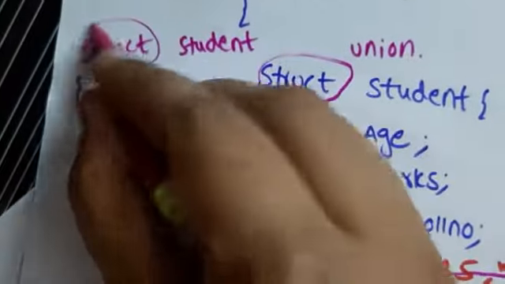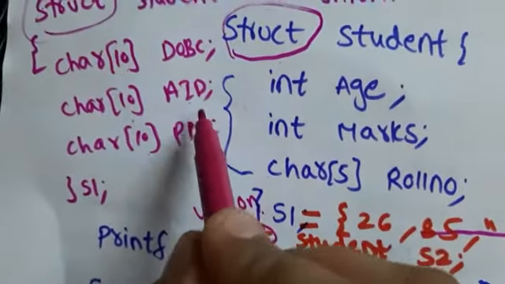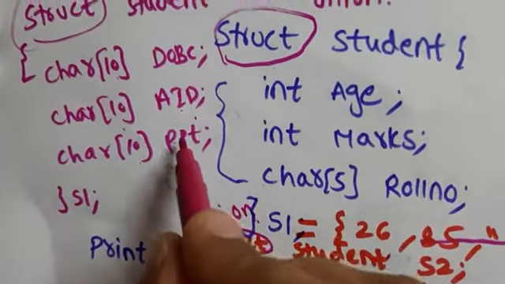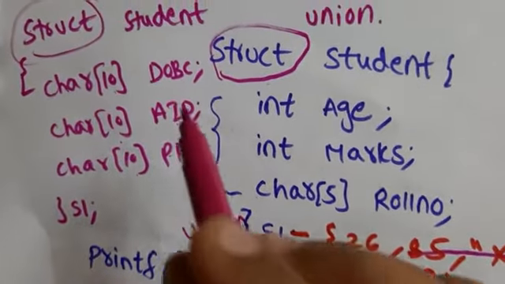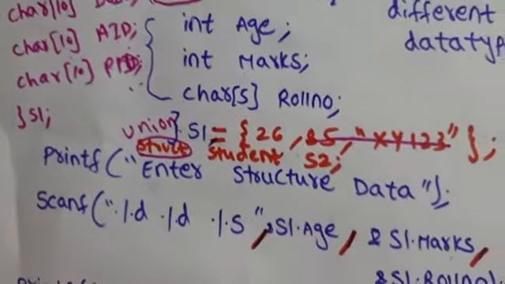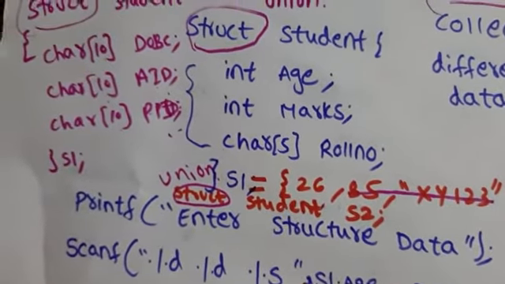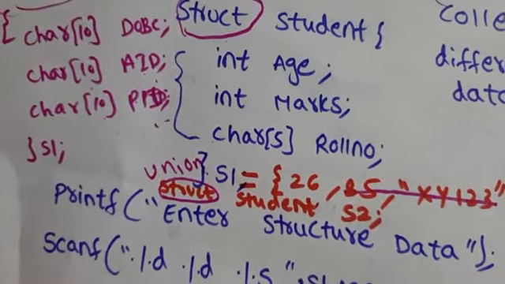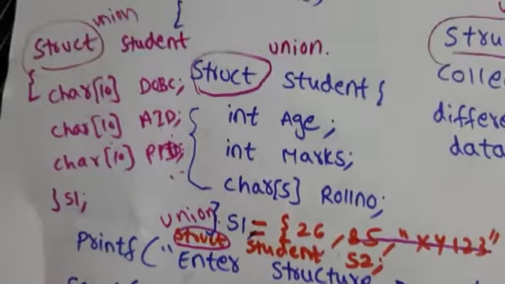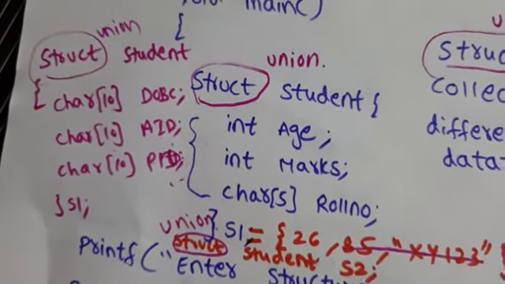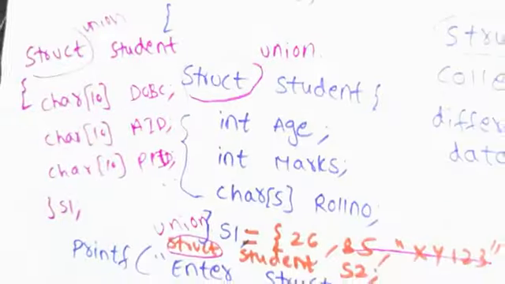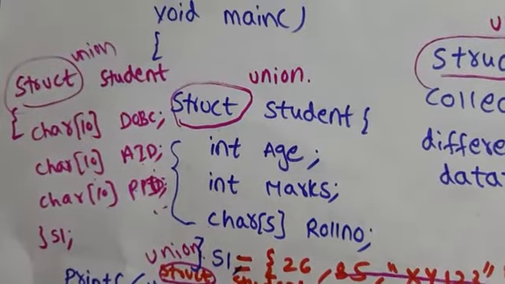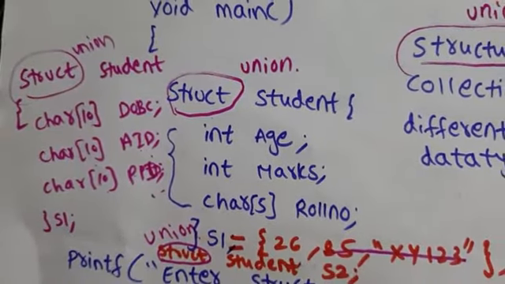If you replace this with union, what can you do? Only one thing: either certificate ID or passport ID. Like this we can save the memory. So this is the main use of union: when we don't want all the member variables to be used, we will use union. Otherwise, when all the member variables are required to be scanned and used, it is better to use structure. So this is the difference between structure and union.